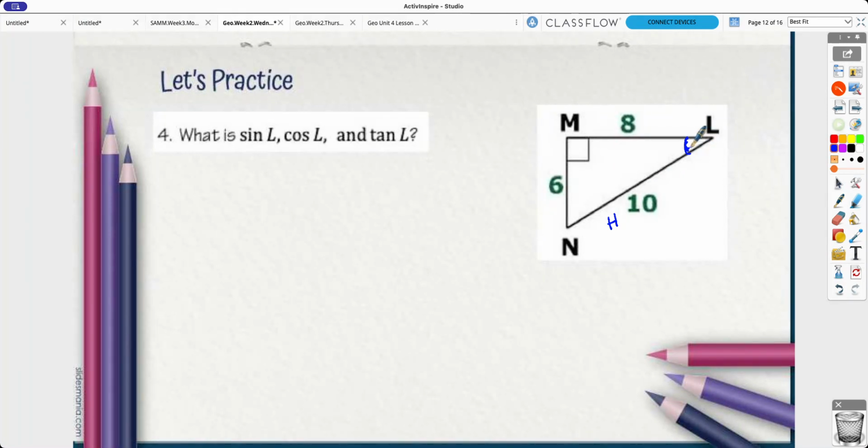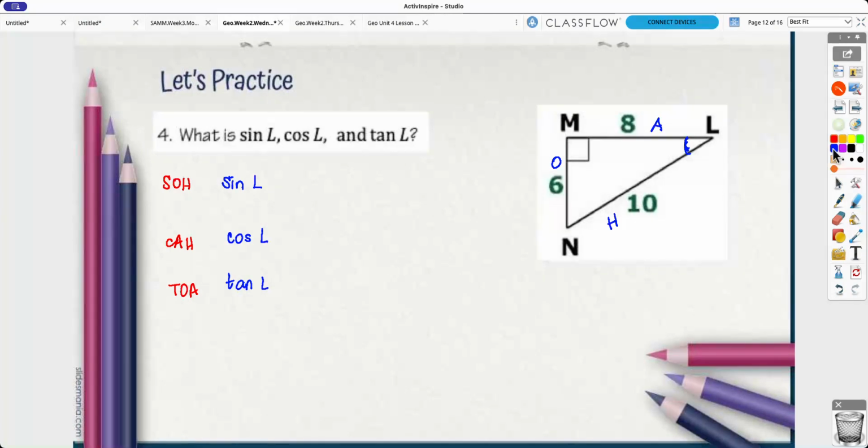The side across from L is the opposite side, and next to L is the adjacent side. So we want to find sine L, cosine L, and tangent L, using our acronym, SOHCAHTOA.